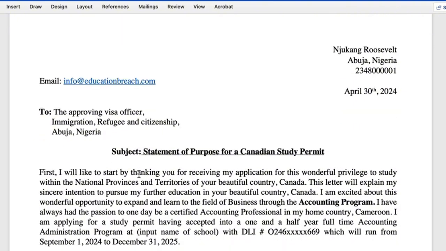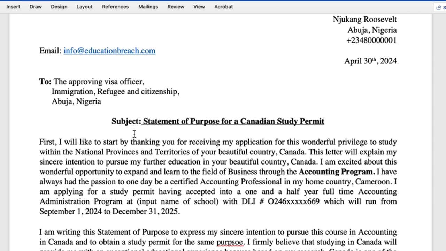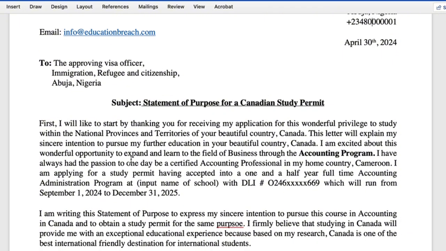So right, let's just start from here. As you can see, this is my name. Let me say from Abuja, Nigeria, and this is my phone number. I can just put a plus here, +234 00. Then I'm addressing this letter to the approving visa officer, Immigration, Refugees and Citizenship Canada, of Abuja. All right. So now the subject of this letter is statement of purpose for a Canadian study permit. This is how I start writing it.